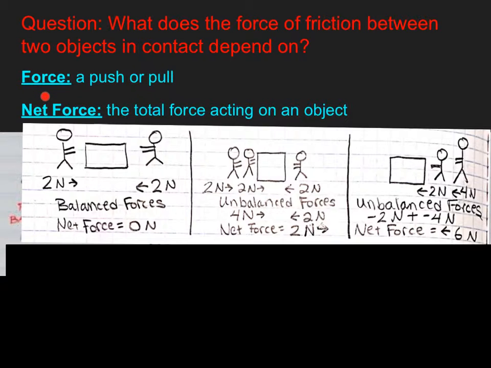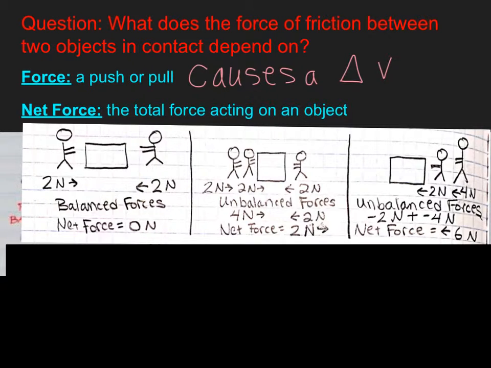Our first term is force, a push or a pull. So anytime you have two objects either pushing or pulling on each other, that's called a force. A force is also the thing that causes an object to accelerate. So it's what causes a change in velocity to occur. I'm going to just put a delta for change and then a v for velocity. So it causes a change in velocity to occur.